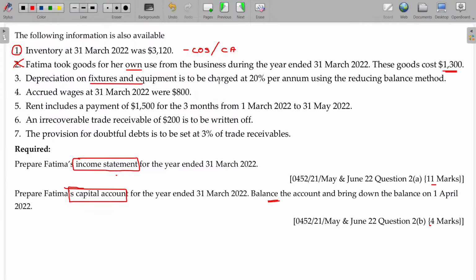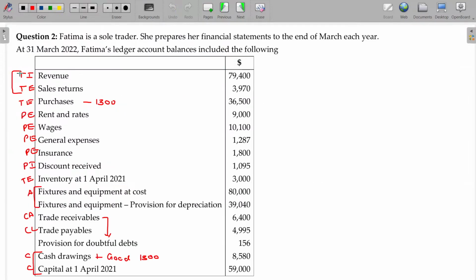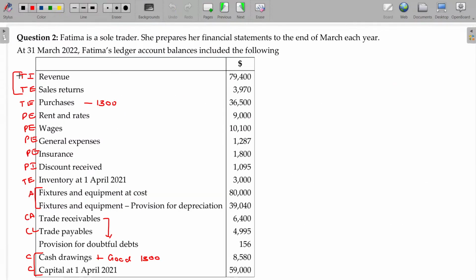Depreciation on fixtures and equipment is to be charged at the rate of 20% per annum using the reducing balance method. So 20%. Depreciation, being a trading expense, is a profit and loss section expense, and 20% will be provided on the reducing balance method. So then you have to subtract the provision for depreciation. On the balance you have to calculate 20%.